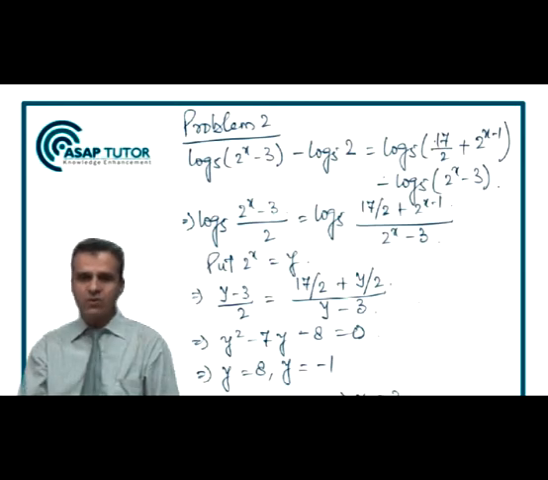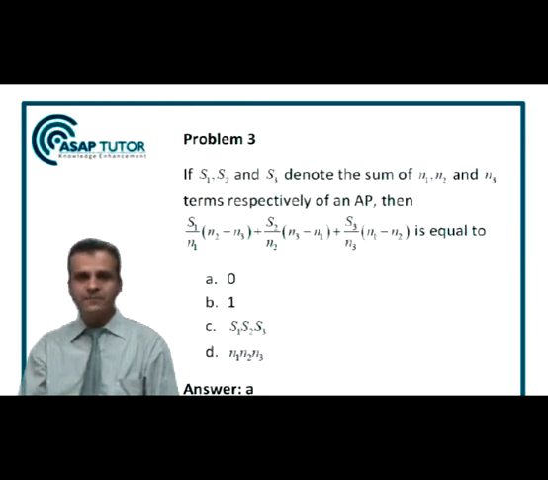The first one is y is equal to 8, and the second one is y is equal to minus 1. Now we started with 2 raised to the power x is equal to y, so therefore it means 2 raised to the power x is equal to 8, or 2 raised to the power x is equal to minus 1. But 2 raised to the power x can never be minus 1, so therefore 2 raised to the power x is equal to 8. 2 raised to the power x is equal to 2 raised to the power 3 is equal to 8, so therefore we get x is equal to 3. So therefore the solution is x is equal to 3.